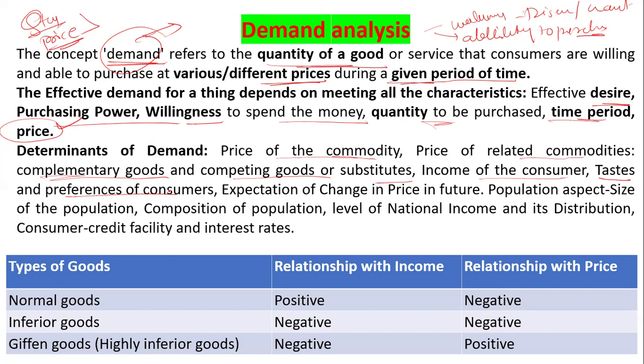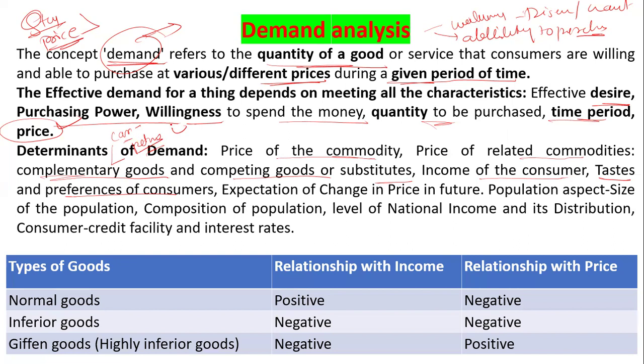What are complementary goods? Complementary goods are like a car and petrol. For running a car, we need petrol. They are complementary to each other. If we have petrol, we can run petrol vehicles. So these are complementary goods to each other.